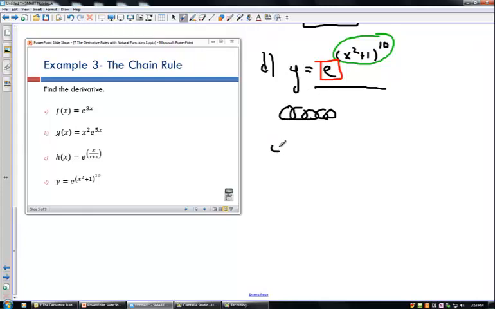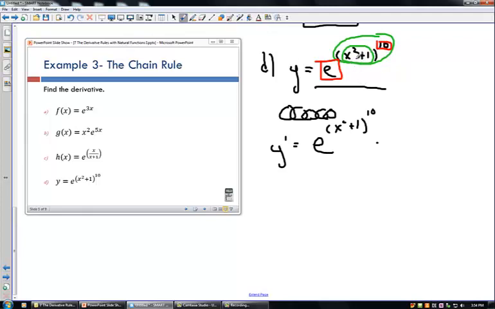And so I know that y prime is equal to the derivative of the outside. So derivative of e to the d is just e to the d again. And then I have x squared plus 1, all to the 10th, times the derivative of the inside. Now when I take the derivative of the inside function, notice it has an inside and an outside. So its inside is this x squared plus 1, whereas its outside is to the 10th power. So that's why it's a chain.